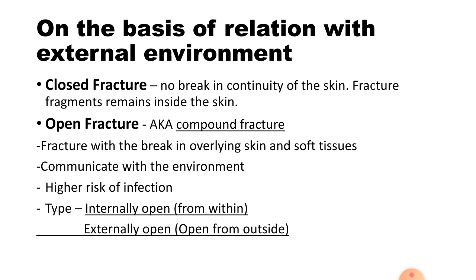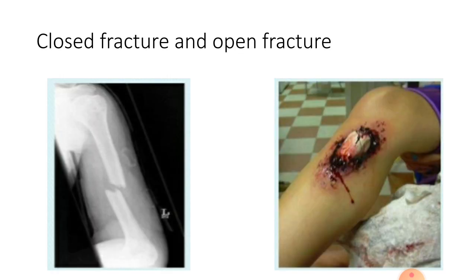So in internally open fracture, the sharp end of the fracture fragment will pierce the skin and will come out by penetrating the skin. So we can say that it is from within the skin. Second is externally open fracture. So let's say any external agent, which might be a very sharp agent, will lacerate the skin and cause a fracture, right? And it will expose the fracture fragment to the environment. So we can say that it is an externally open fracture, which is open from outside.